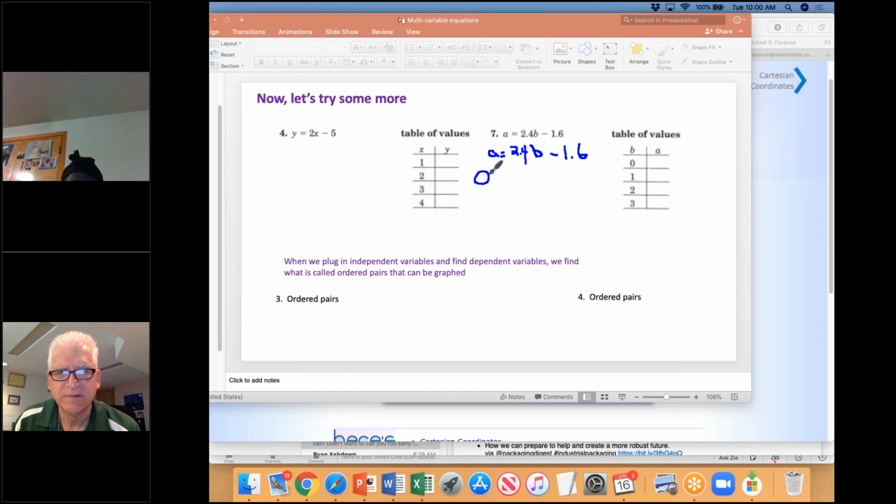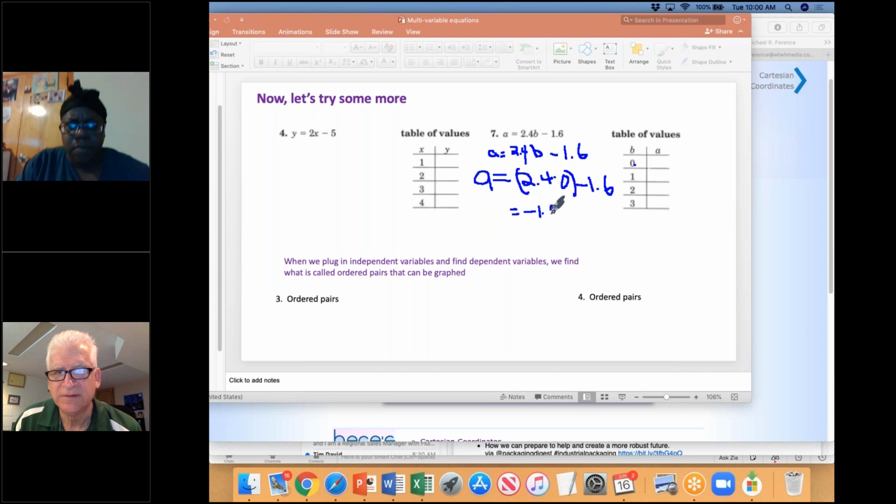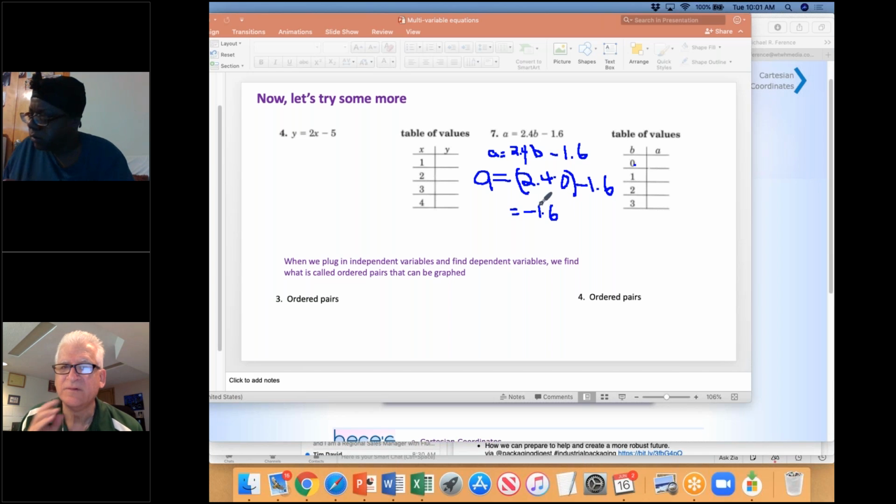Sure. Okay. So the first, let's plug in 0. 2.4 times 0 minus 1.6. So 2.4 times 0 is 0. 0 minus 1.6 equals negative 1.6. So when B equals 0, A equals negative 1.6.